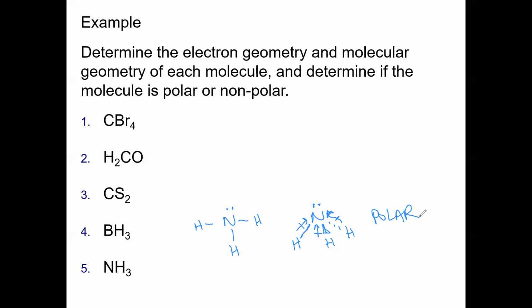By the way, the electron domain geometry here with 4 electron domains is tetrahedral. And when we have 3 of those electron domains actually coming from bonding domains and 1 coming from a lone pair, the molecular geometry is trigonal pyramidal.